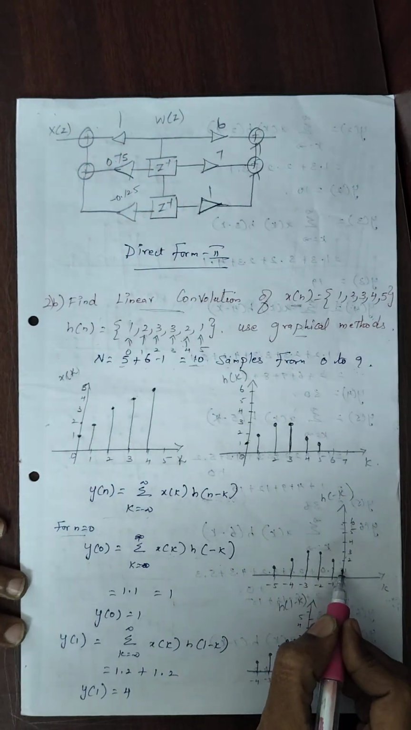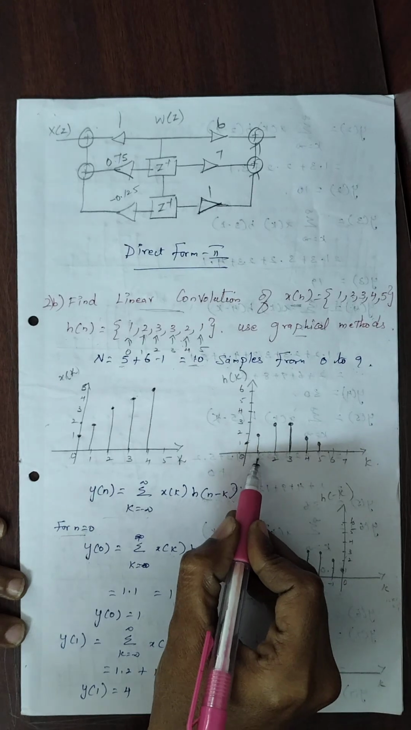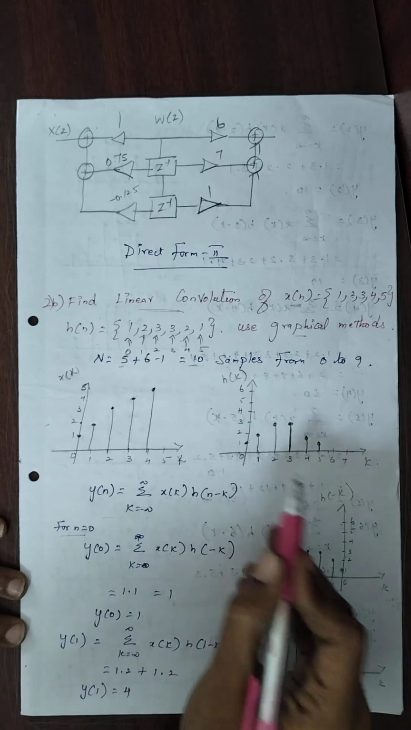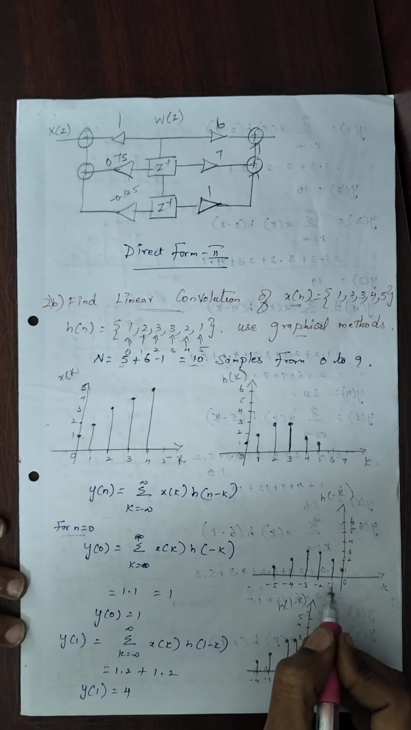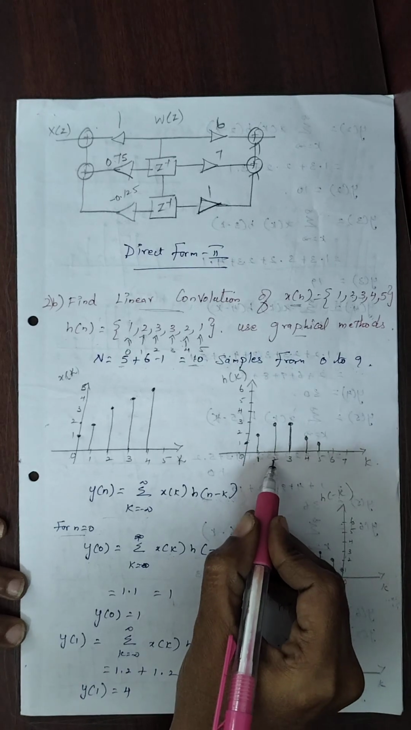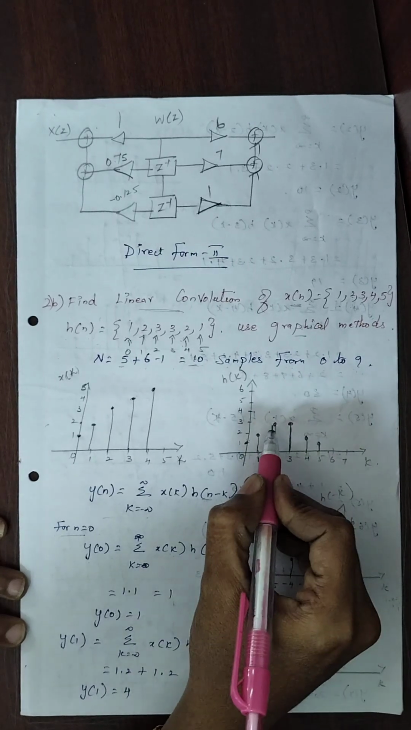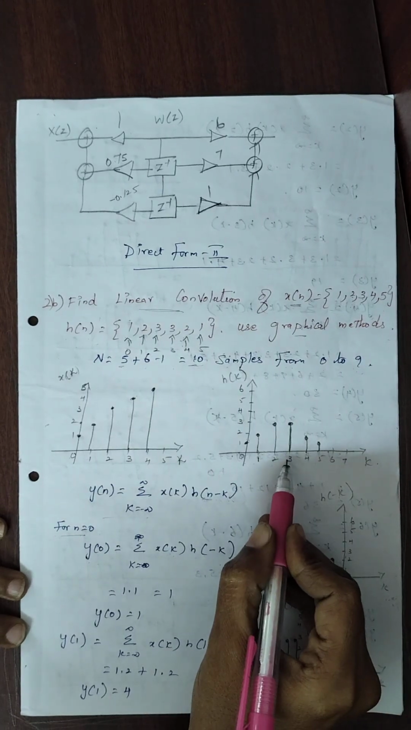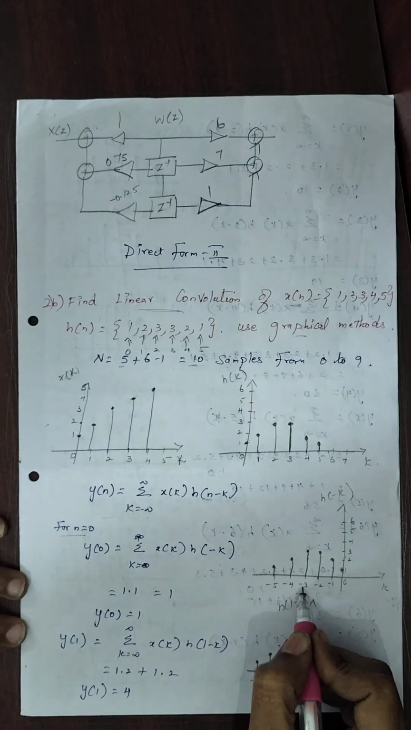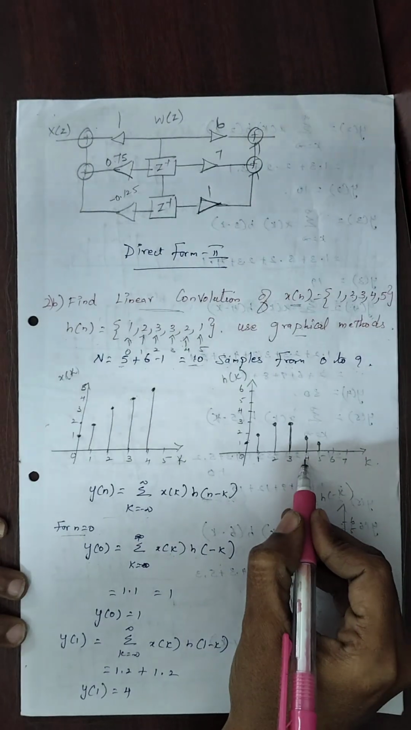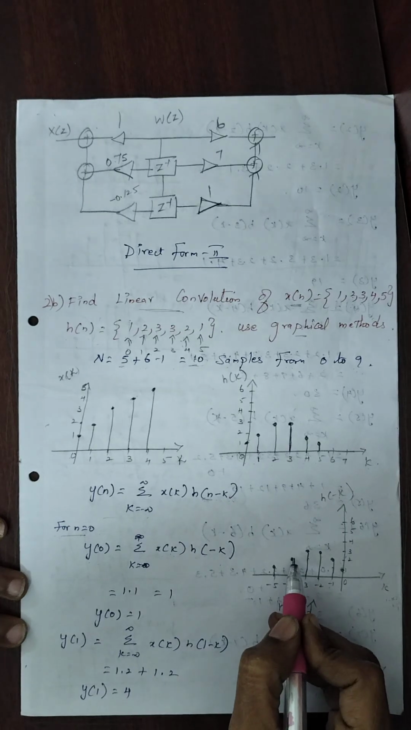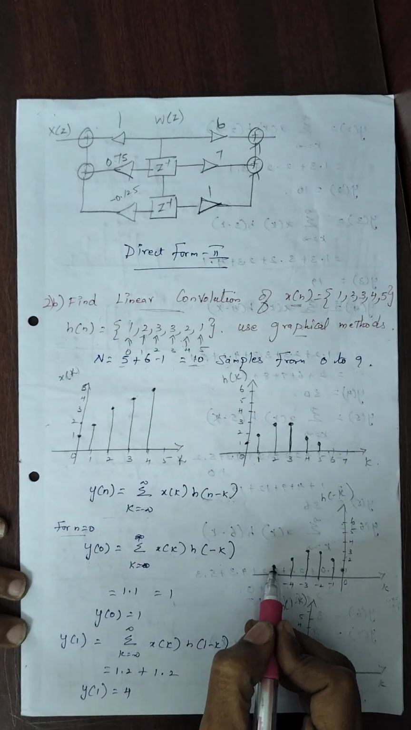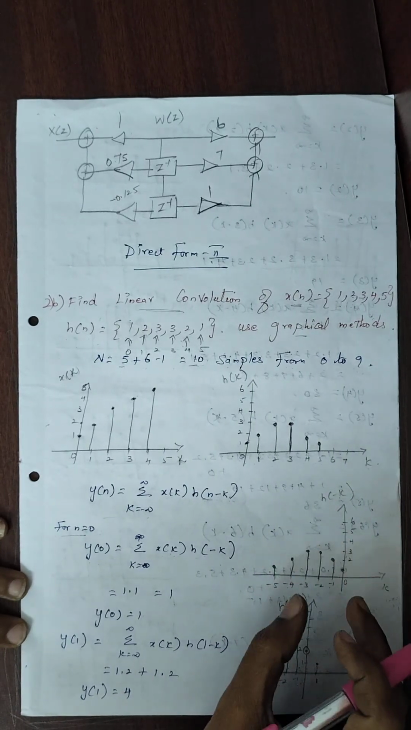For 0, the amplitude is the same, 1. For 1, the amplitude is 2, so the reverse is minus 1, where the amplitude is 2. For minus 2, the amplitude is 3. For minus 3, the amplitude is 3. For minus 4, the amplitude is 2. And for minus 5, the amplitude is 1. So this is h of minus k.